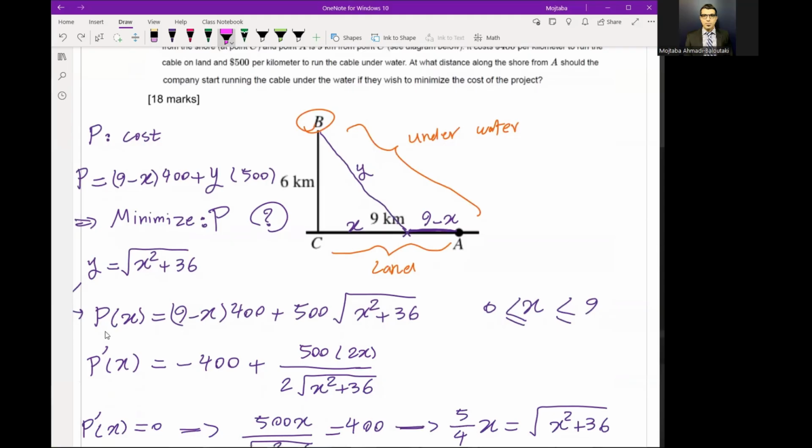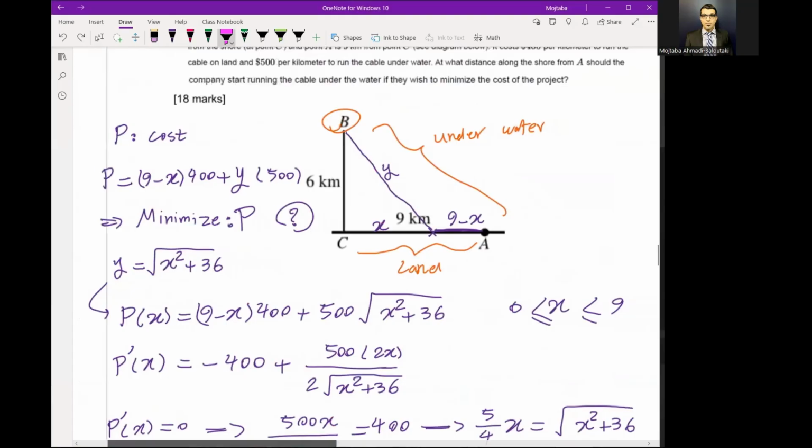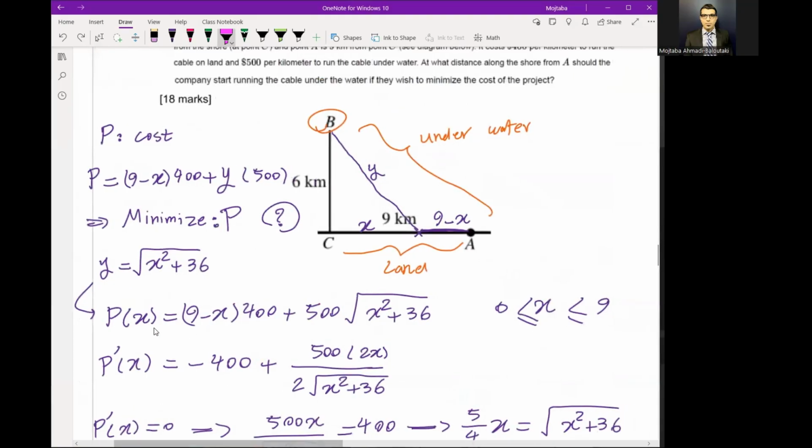So P(x) is our function, 9 minus x times 400, and then 500 times this y, which is based on x. As we discussed, x could be 0. That means we're running the cable all the way from here to here, and then like that, or 9 from here to here, right? Or anything in between. So we're trying to find that optimal value. So we know what to do.